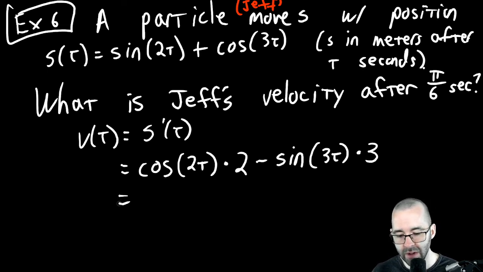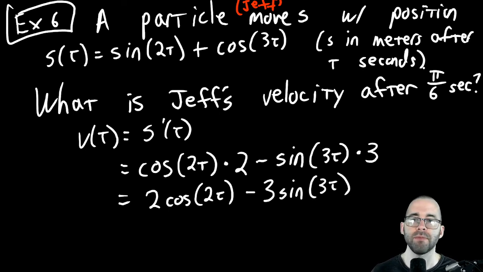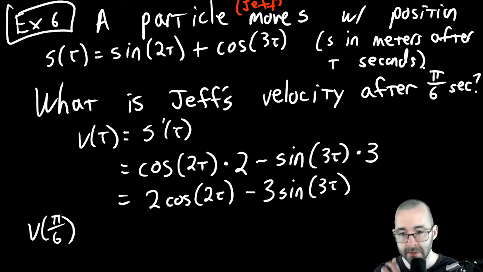All right. So what have you got here? This is just 2 cosine of 2t minus 3 sine of 3t. And we are curious about the velocity after pi over 6 seconds. So we plug in pi over 6.